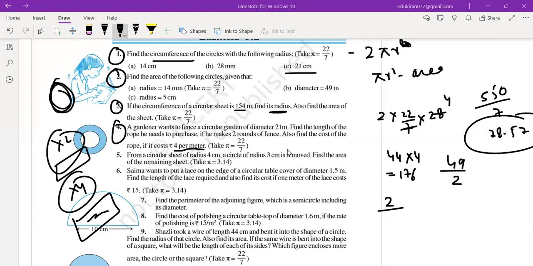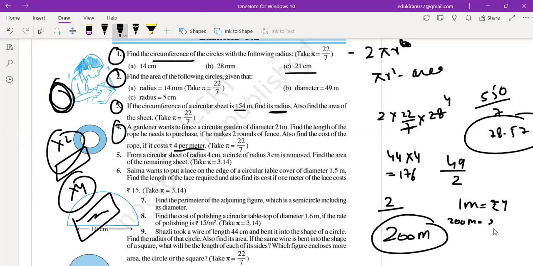And then it says that the cost of rope is 4 rupees per meter, right? So for example, whatever answer you got, for example, you got 200 meters. Right? So for 1 meter, it is rupees 4. So for 200 meters, it would be rupees 4 multiplied by 200. And here the answer comes in rupees. Clear? Ma'am, it's 4 rupees per meter, right? Yes. So per meter means 1 meter.